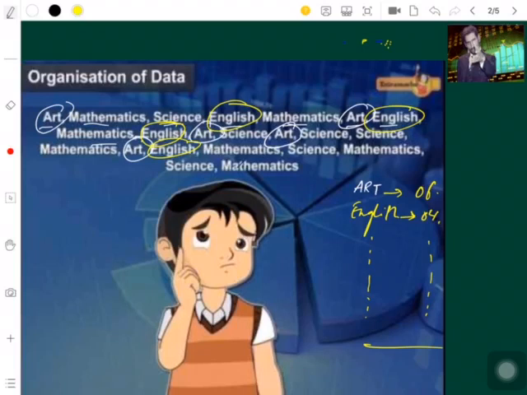Organization of data refers to the arrangement of figures in such a form that comparison of the mass of similar data may be facilitated. That is what he is doing. He is facilitating, and further analysis may be possible. That is the definition. We will come to the definition later on. But when he is able to do this process, how will he do it?